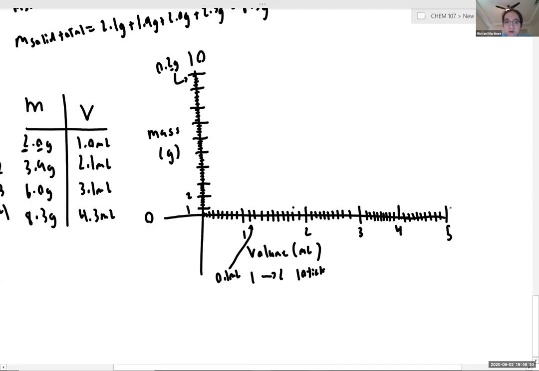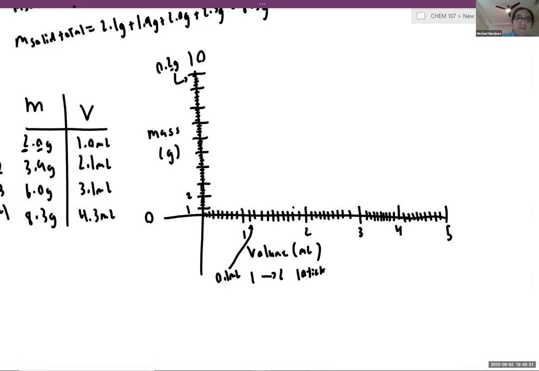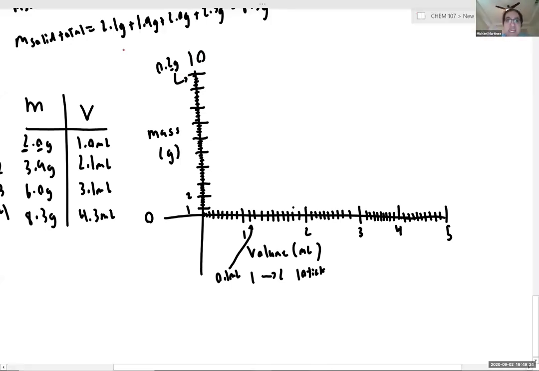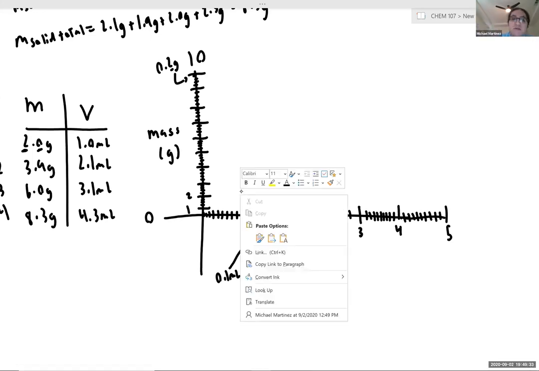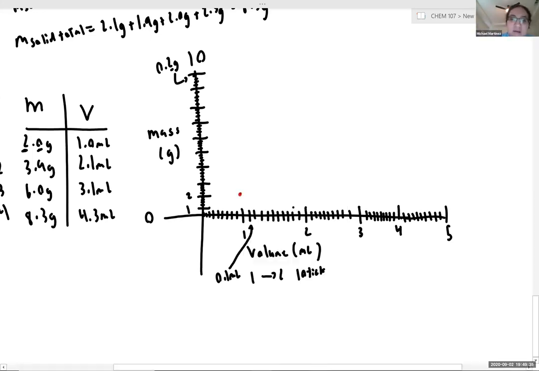Okay, so we have our major ticks representing our major unit, our minor ticks representing our minor significant figure. So we have the mass as a function of volume, and now we're going to plot our data. My mass is 2.0, so I'm going to find 2.0. My volume is 1.0, so I'm going to put a dot right there. Does that make sense to everyone, how I plotted my first data point?